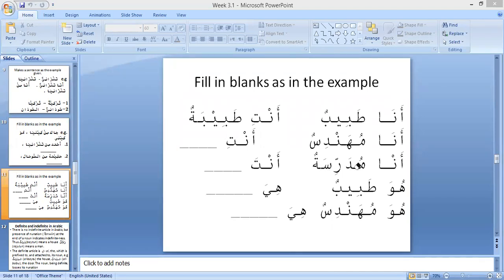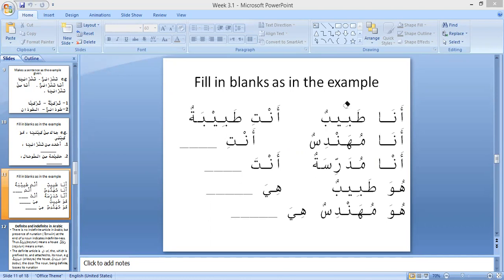Okay, tell us. Ana mudarrisa. Is this a male or a female? It's a female. How do you know it's female? Because it has that ta at the end. Ta marbuta, not any ta. It ends with ta marbuta. That's right. How would you put a male for that one? Mudarris. You just drop the ta.